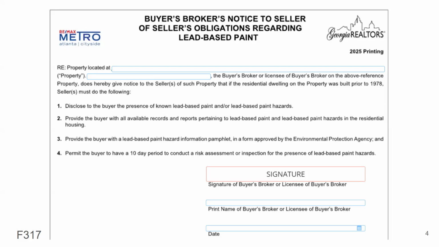Does anyone understand why, as a buyer's agent, I am obligated to notify the seller of their responsibility? I'm just saying. And I'm going to make it real simple, because the EPA decided that they wanted it done that way. There's no sense around it. It was created by the EPA and their guidelines. So I understand where this is coming from.